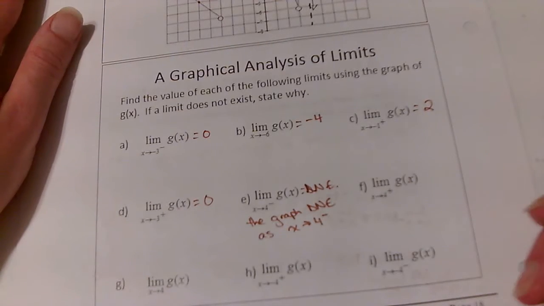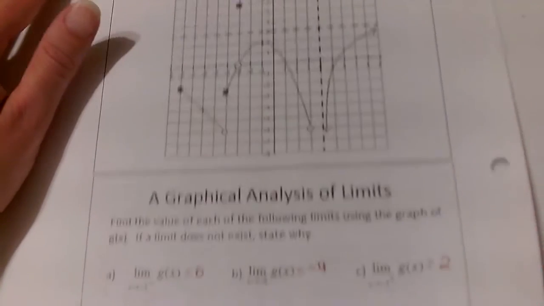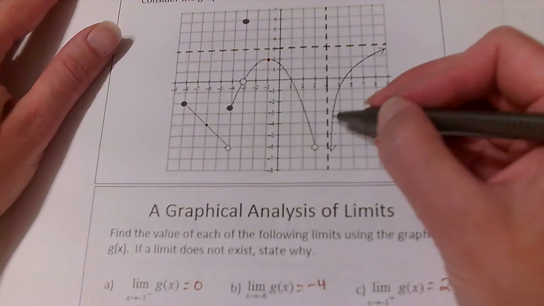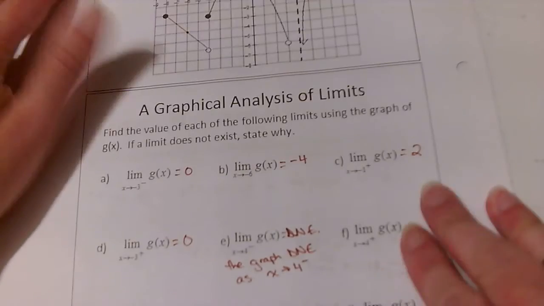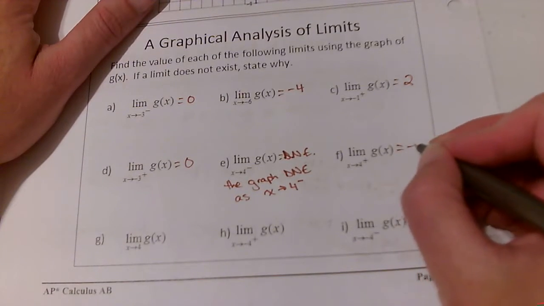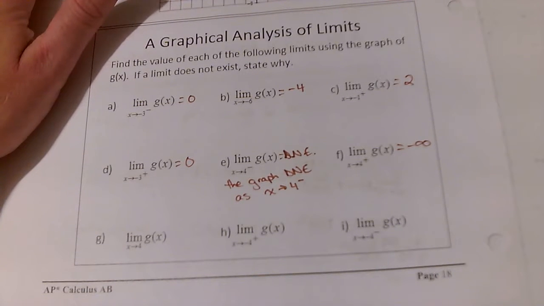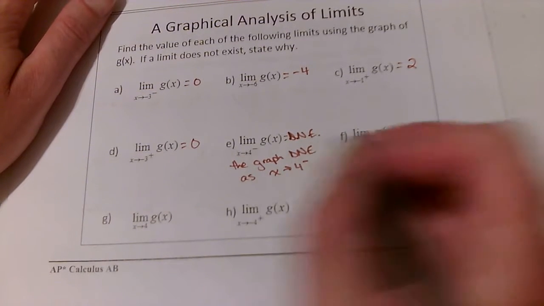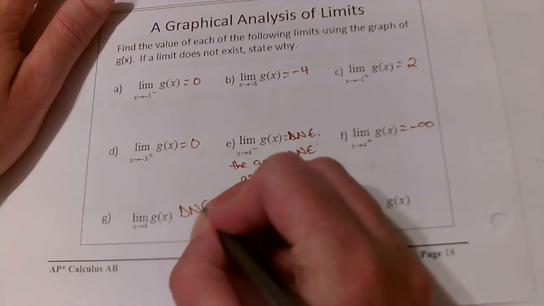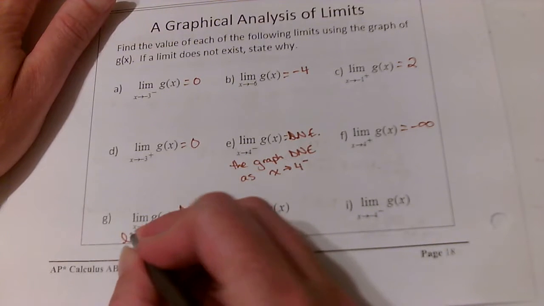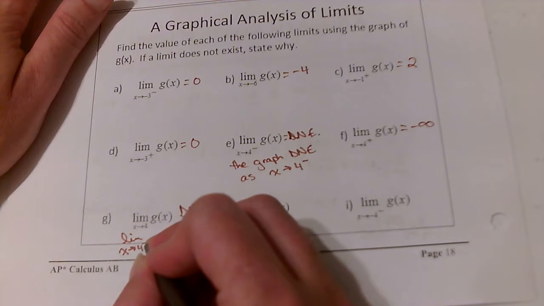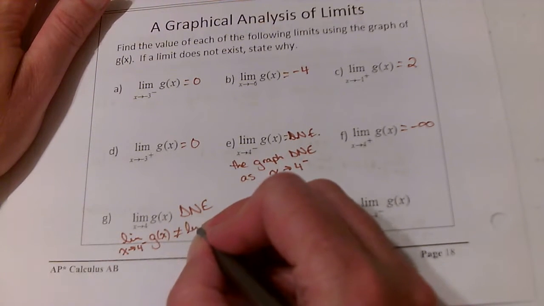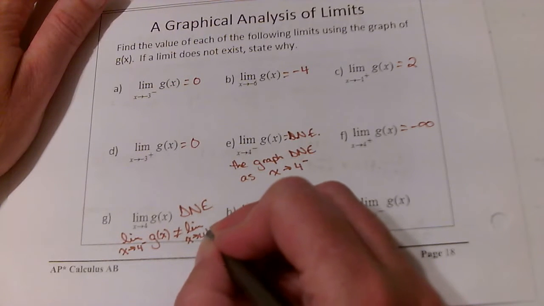There's nothing there. Now, what about from the right? From the right, we do have a graph approaching it. It's going down, down, down, down to negative infinity. So what would we say overall about as x approaches 4? Well, first off, they don't match. Easy. Does not exist because the limit as x approaches 4 from the left does not equal the limit as x approaches 4 from the right.